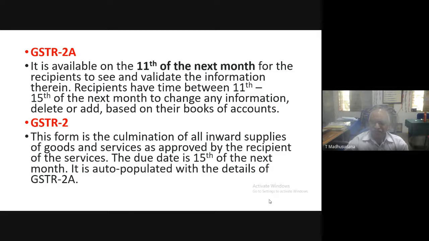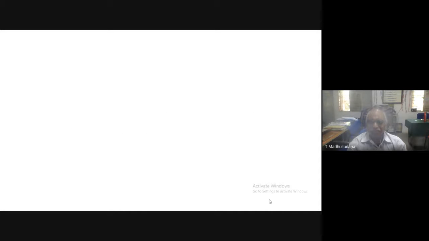In this GSTR 2, all inward supplies of goods and services information is to be filled, and it is auto-populated with the details of GSTR 2A. Auto-populated means based on the information submitted in GSTR 1 and GSTR 2A. This form is auto-populated. If there are any modifications, they can be made. Okay.